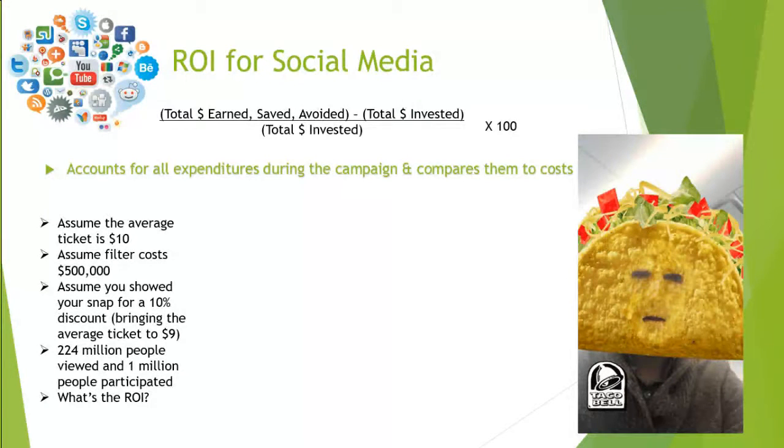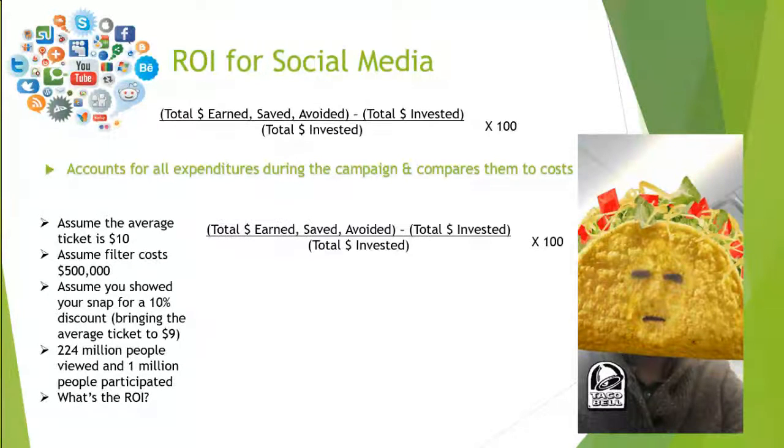Now let's assume that Snapchat paid $500,000 for this filter, which is about the median range for a filter on Snapchat. Now, assume Taco Bell ran a campaign that said, if you show us a screenshot of your Snap, we'll give you a 10% discount, therefore bringing the average ticket down to $9. We know from this campaign that 224 million people viewed the Snap, so let's assume that 1 million people participated in the advertising campaign and showed their Snap at Taco Bell. What is Taco Bell's ROI on this campaign?